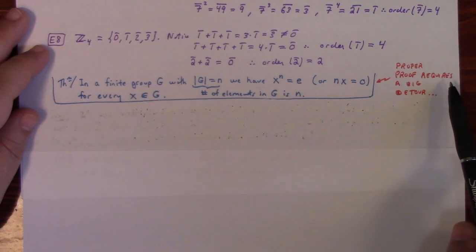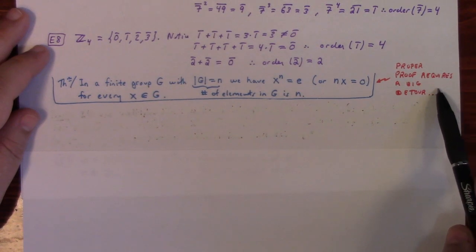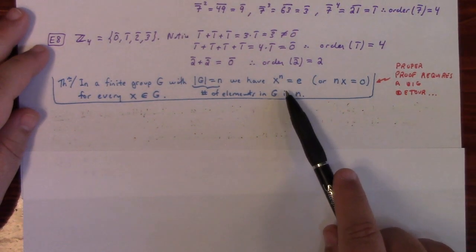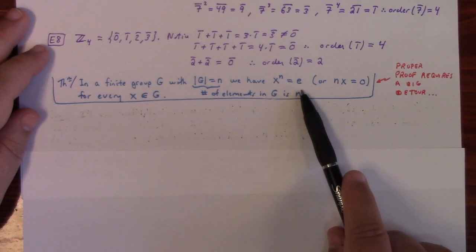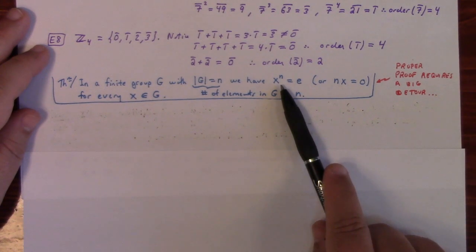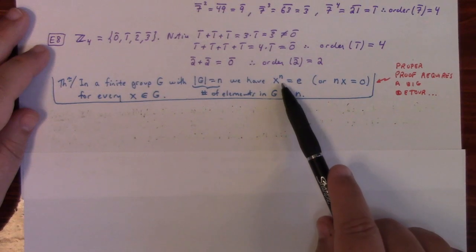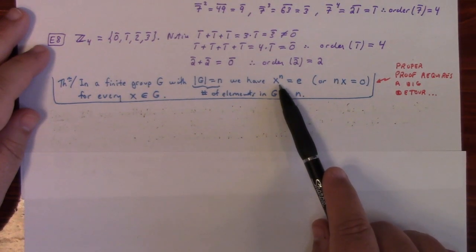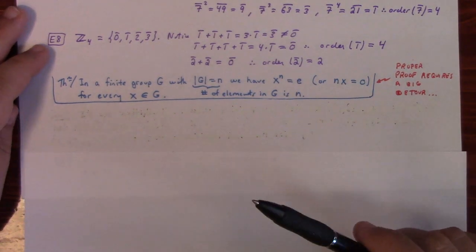I'll just tell you this: the proper proof requires a kind of big detour, but this is something you surely would have learned if you took a course in group theory. The order of any element in a group of finite order is at most the order of the group. And in fact, the order of any element has to divide the order of the group more generally.